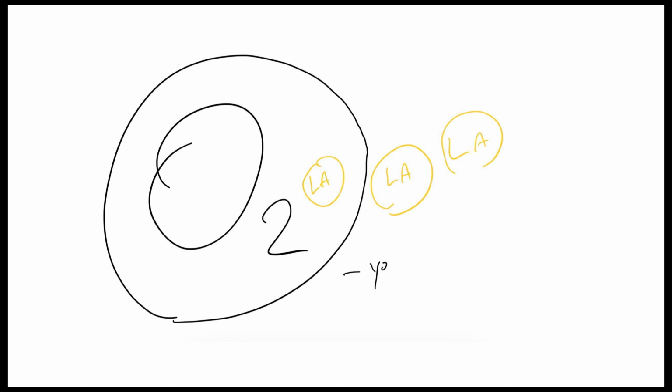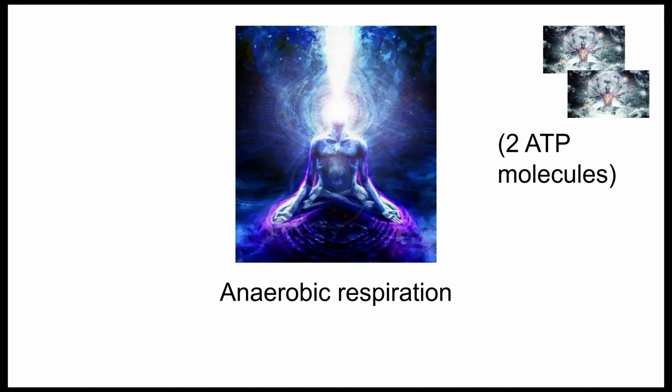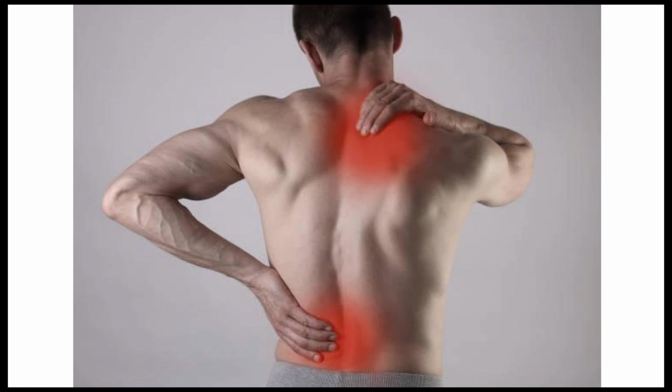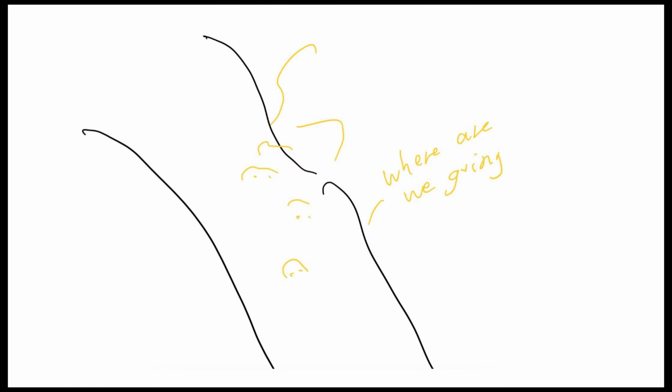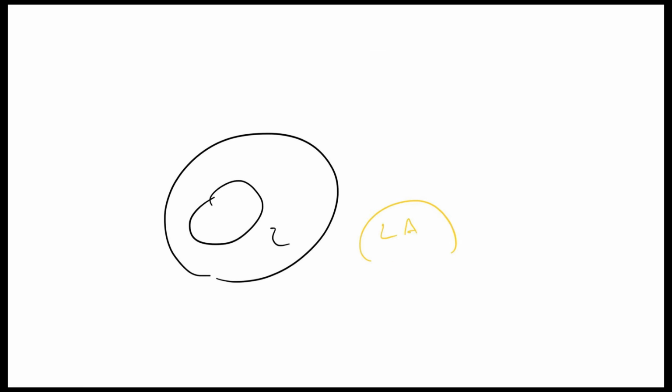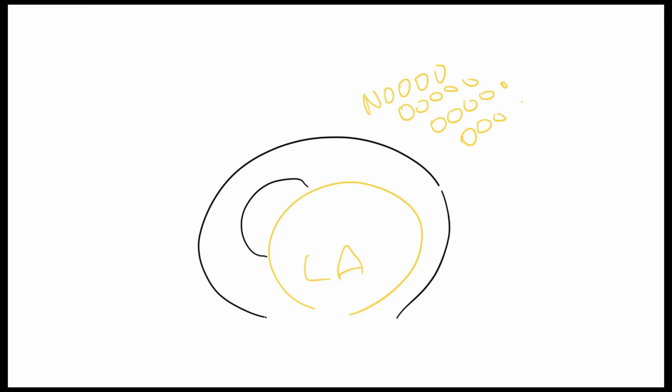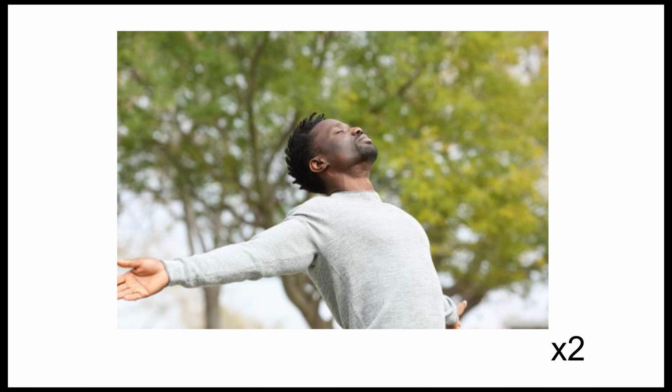Oh, this one only releases 2 ATP molecules compared to 38 ATP molecules that could be generated through aerobic respiration. Oh yeah, wait, I forgot to talk about this. So when you are experiencing cramps, the lactic acid is diffused into the bloodstream from your muscles and is taken to the liver. The liver will combine it with oxygen to break it down. But since it needs oxygen to do this, you will have to breathe faster.